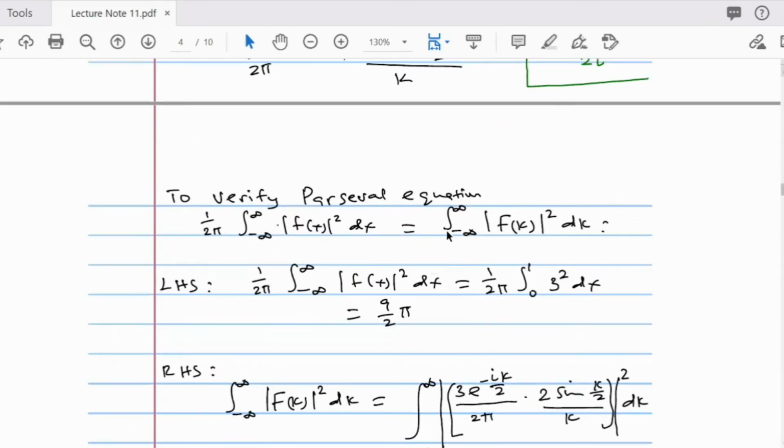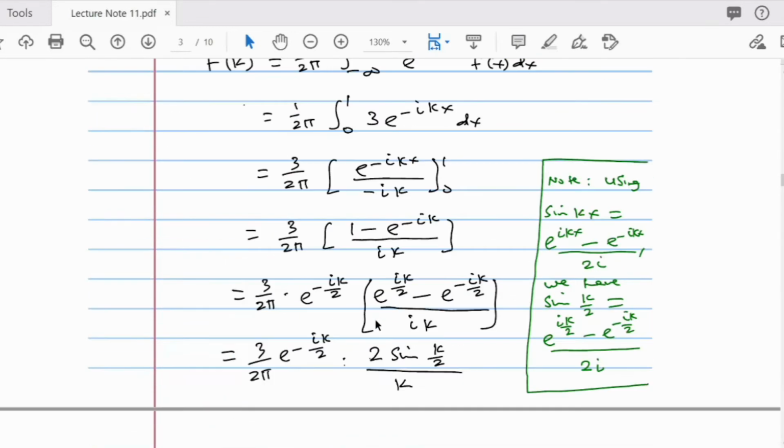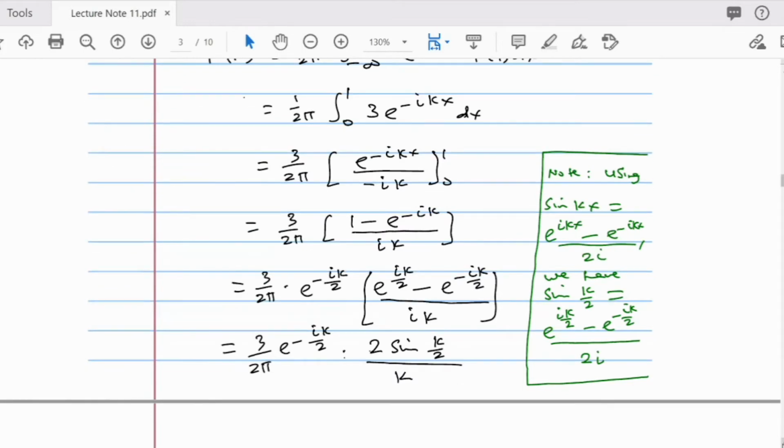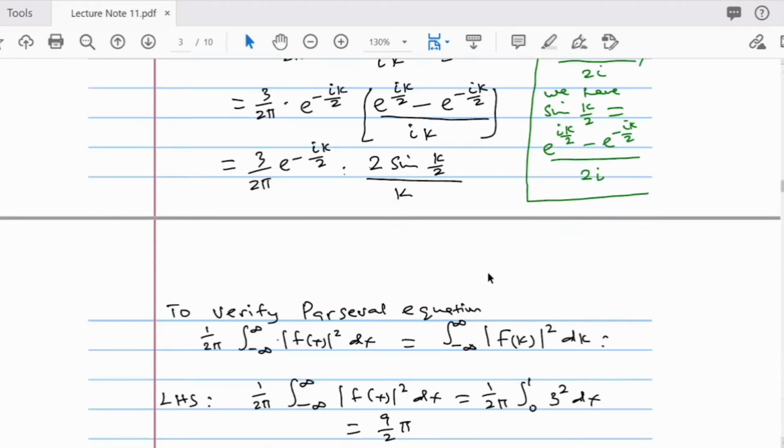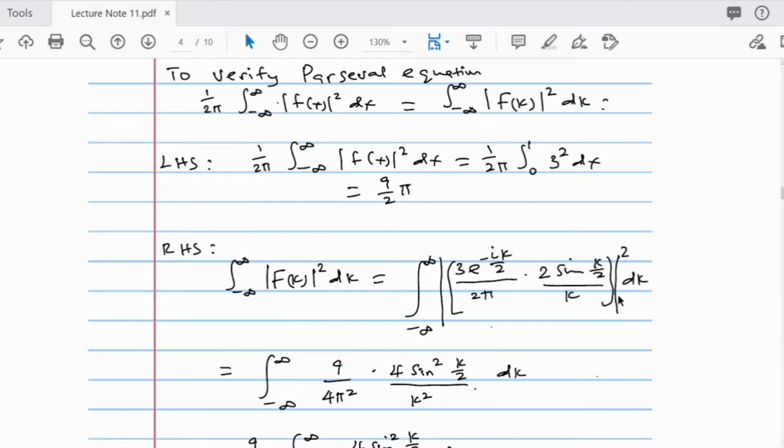So this is our f of k, which is the Fourier transform of f of x. Let's substitute f of k back into the equation. If you come here, this is my f of k. You put the absolute value and you multiply out.